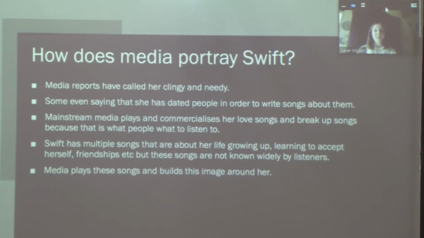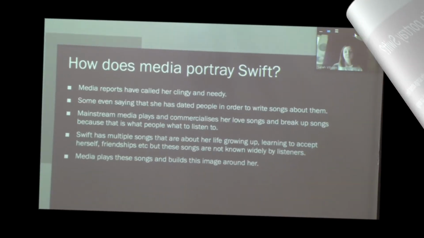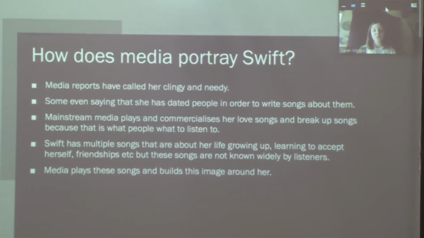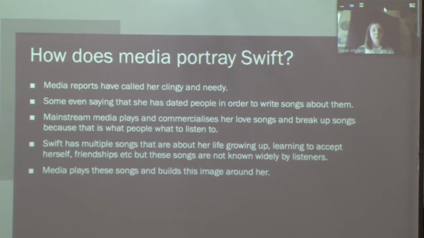But if you look at all of her songs in general, you'll see that she has multiple songs about her life growing up, about her life and learning to accept herself. She grew up in a very small town. She's written songs about friendships, and while these songs are known by her fans, they're not widely known by listeners, and that's because media chooses to commercialize her songs about her relationships.